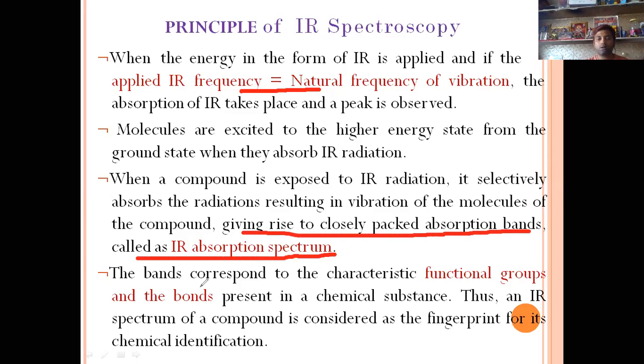The bands correspond to the characteristic functional groups and the bonds present in a chemical substance. Thus an IR spectrum of a compound is considered as the fingerprint for its chemical identification. It is like a fingerprint for the chemical identification of a given or unknown compound.